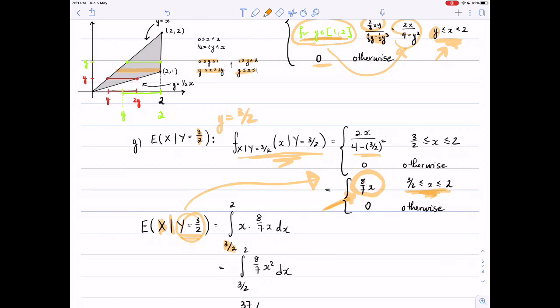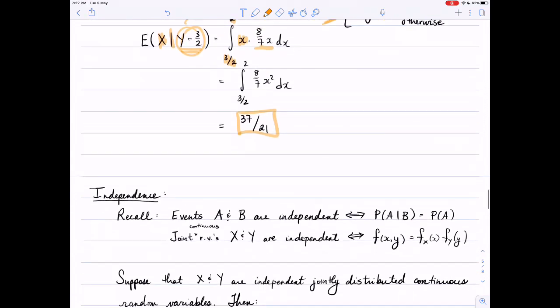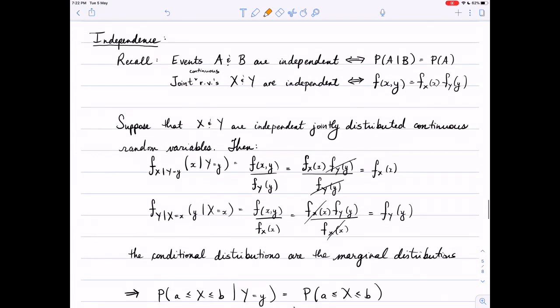So I integrate over the entire support of x times the density function, and I get my expected value. One last thing to tell you. What about independence? Independence and conditional distributions, conditional probabilities are intrinsically related, right? Events A and B are independent if and only if the probability of A given B is just the probability of A, as if it doesn't matter whether B happened.